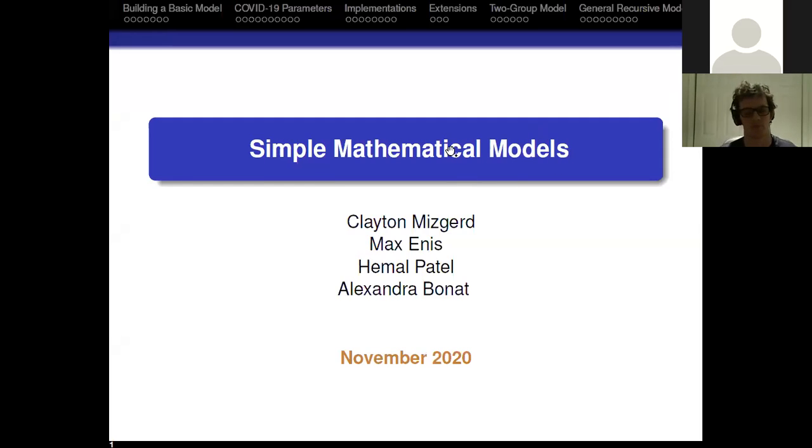Today we're going to be talking about simple mathematical models, I'm assuming for things related to COVID and diseases.